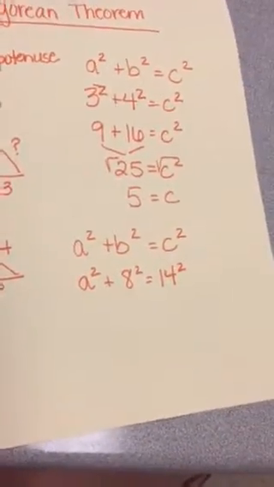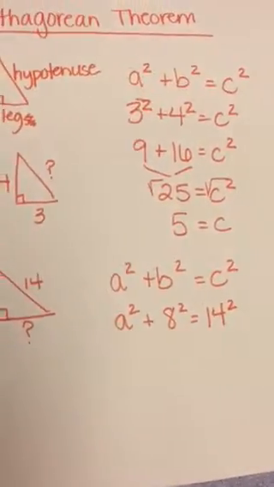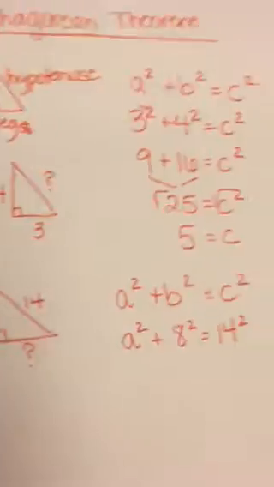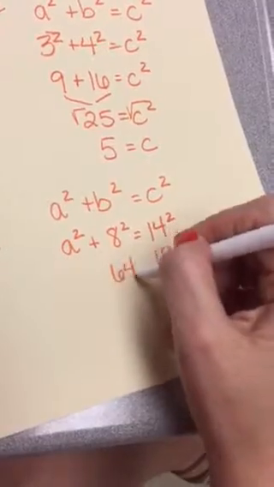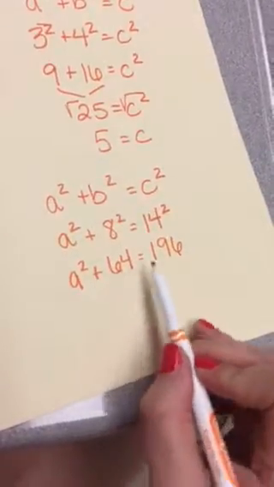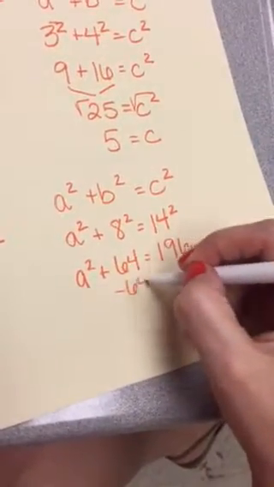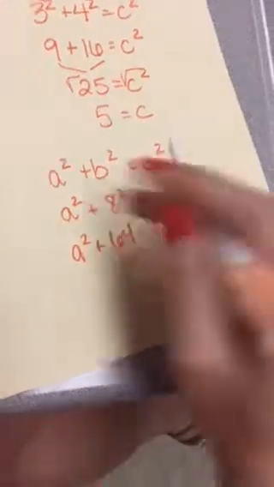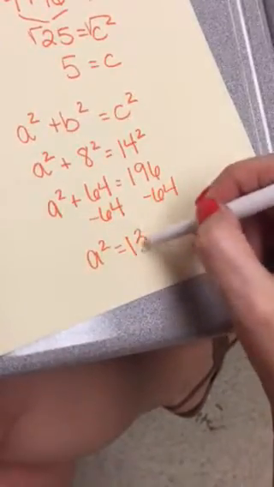I'm going to double check my math with a calculator to make sure I don't lie to you. 14 squared. Okay, so 14 squared is 196. Sorry for the movement. 8 squared is 64. So I just bring down all the other letters and symbols. So a squared plus 64 equals 196. So in order to find out what a squared is, I'm going to subtract 64 from both sides. And I get a squared equals 132.